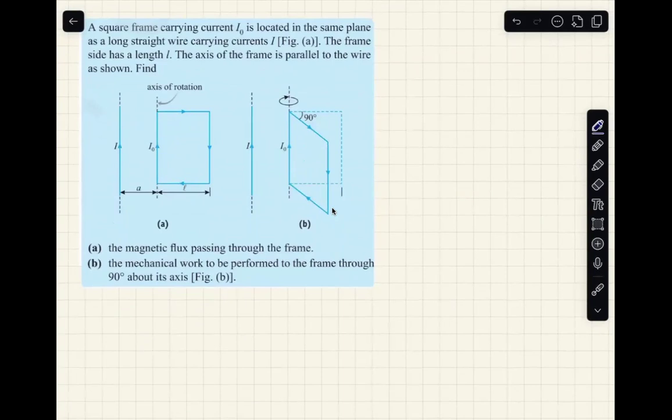Initial flux calculation, easy. Final, that 90 degrees one is very difficult.